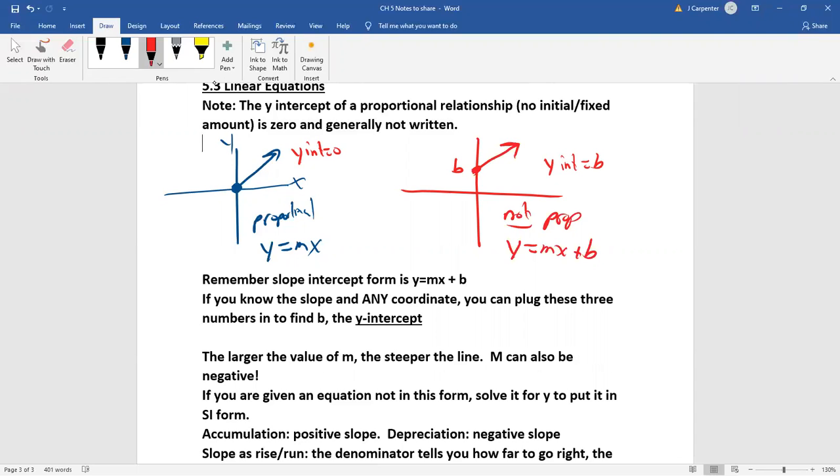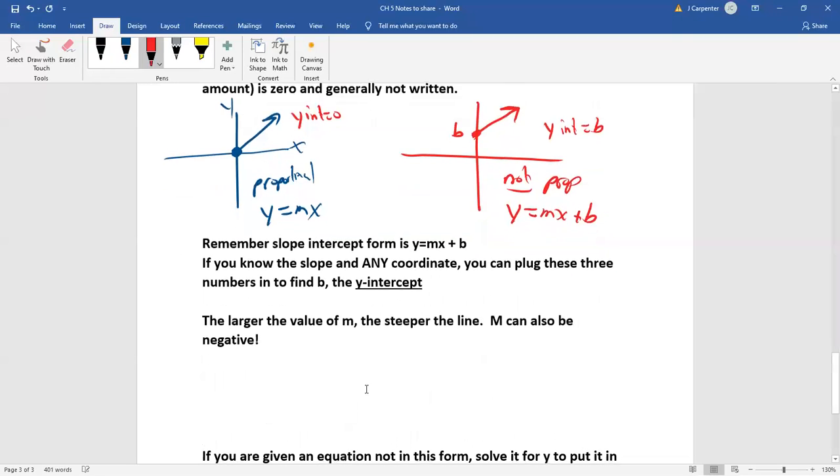So remember your slope-intercept form is y equals mx plus b. That mx is the variable amount, the b is the fixed or initial amount. And we've already talked about how if you know any slope and any coordinate, you can plug these 3 numbers in to find b. We did an example like that last class. I'm not going to do it again. Like I said, most of this is just retreading. A couple new words, though, coming up. The larger the value of m, the steeper the line. So again, that's something we already talked about.